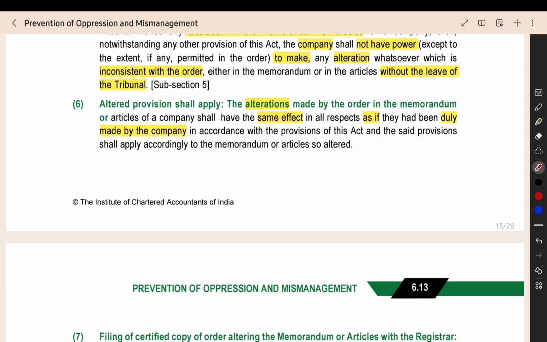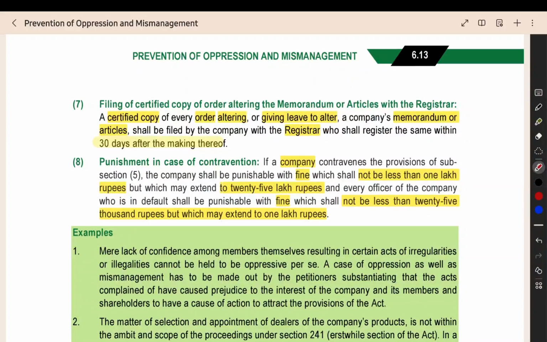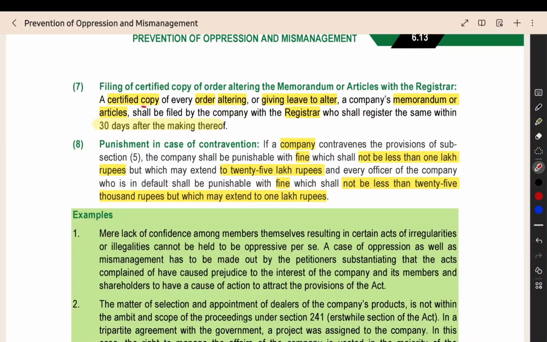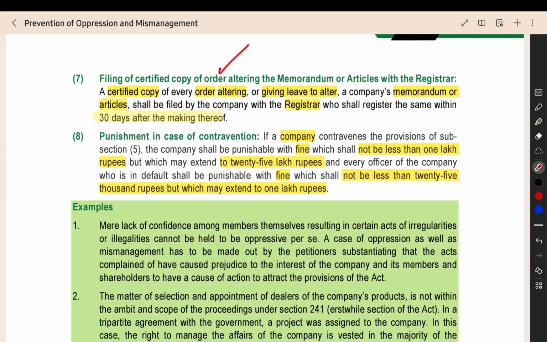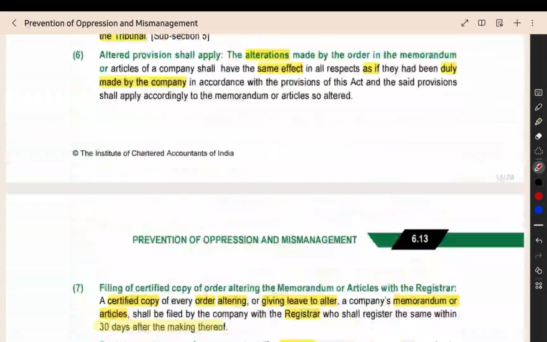tribunal. Then the alteration made by the tribunal will have the same effect as if the company did the alteration normally. Then the certified copy of the order altering or giving leave to alter: if the tribunal is altering the MOA, that order also has to be filed with the registrar. Then punishment also they have given. So that's all about Section 242.